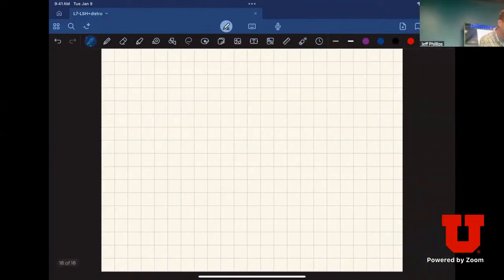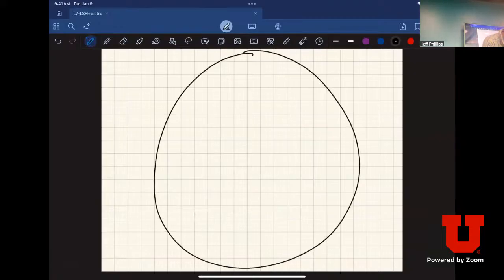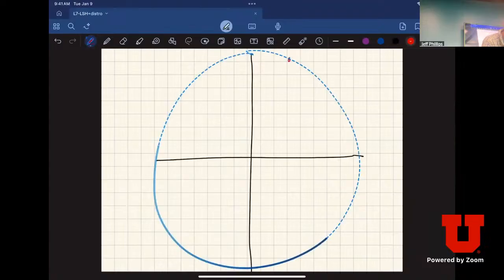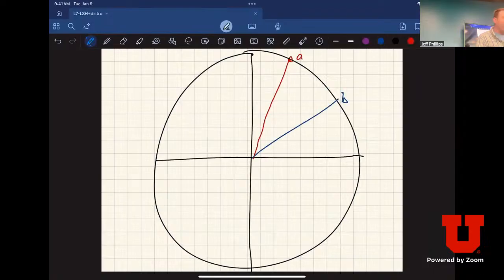So let me draw this picture again. We'll have A, B, and now I'm going to have an angular similarity hash function.